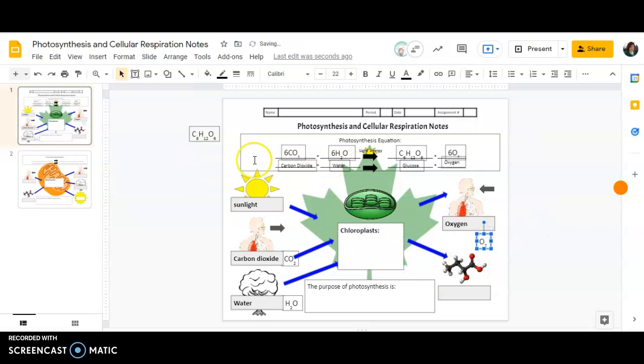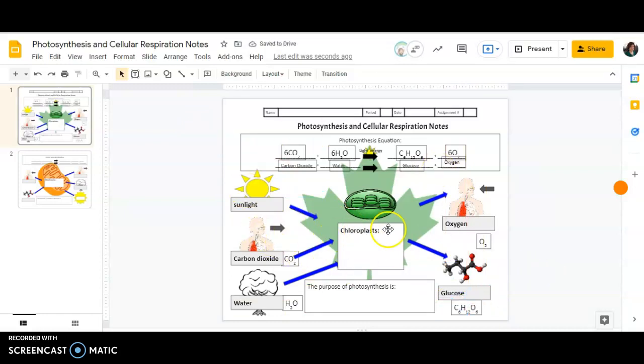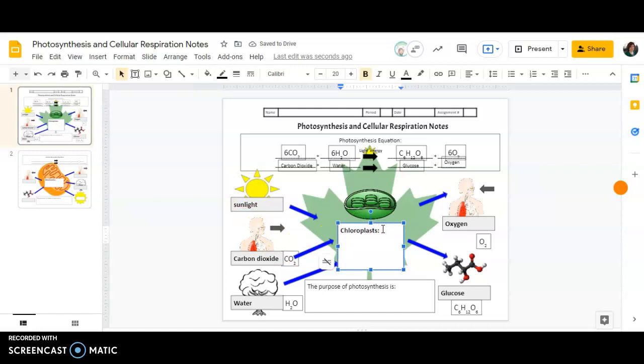We know that's going to be O2. And then we know that we're making sugar, which is glucose, and that's going to help power the cellular respiration reaction, which we're going to do on the next page. Okay, so there's that. Now, let's talk about what happens here.